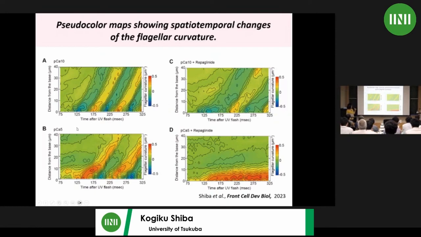And here, this is a high calcium condition. You can see that at first, at the base of the flagellum, a red band is generated and then propagates. The blue, the opposite side, is not so strong, but it is also generated and propagates. And here is with a calaxin inhibitor. In the low calcium concentration, the band is generated and propagates normally, similar to control. But with the calaxin inhibitor under the high calcium condition, the band is generated only at the base of the flagellum, like this.